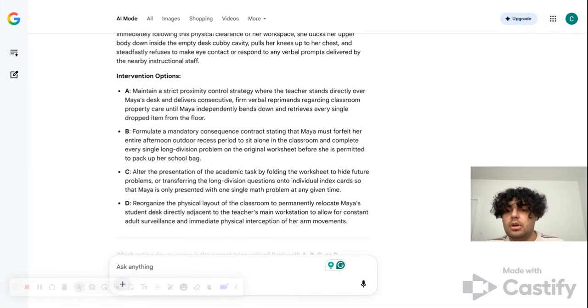So intervention options: A, maintain a strict proximity control strategy where the teacher stands directly over Maya's desk and delivers consecutive firm verbal reprimands regarding classroom property care until Maya independently bends down and retrieves every single dropped item from the floor. So I see why this would be thought of as a good strategy to build autonomy in a way, because the teacher's trying to get her to do it independently when things get dropped on the floor.